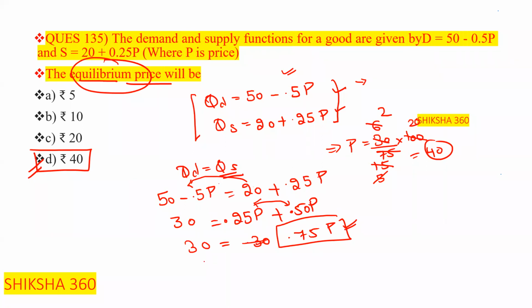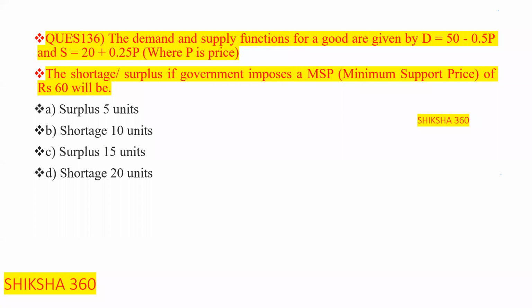I am just doing simple addition and subtraction, which we have done in class 6 or 7. There is nothing difficult to understand here. So this one is correct. Option D is the answer, 40. Now move to the next question, which is a little bit tricky.